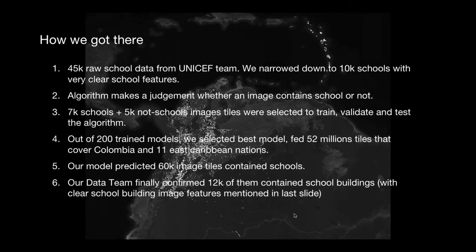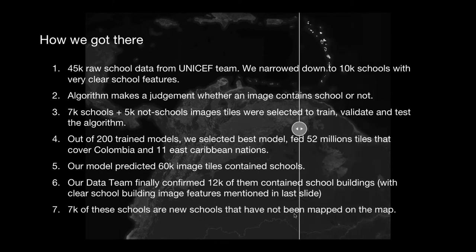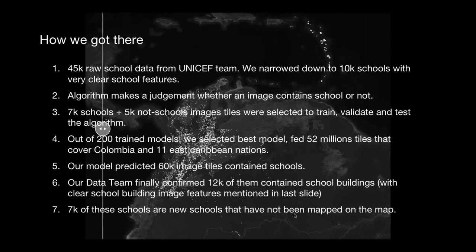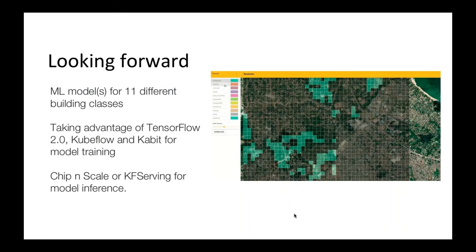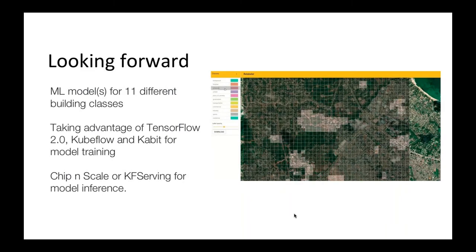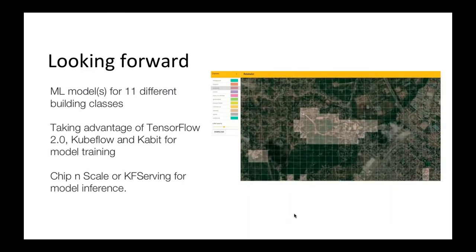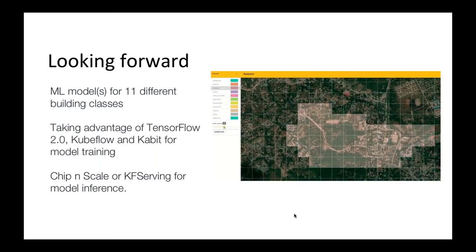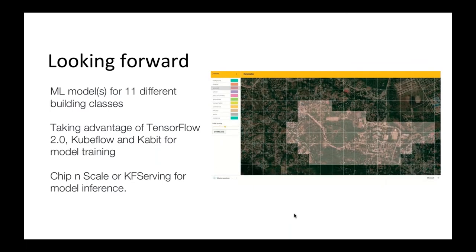Looking forward, we want to refine this model for 11 different building classes and take advantage of new technologies such as TensorFlow 2.0, Kubeflow, and Cabot for model training. Then we will use tools such as Chip n' Scale, an internal tool that we built at Development Seed for model inference.